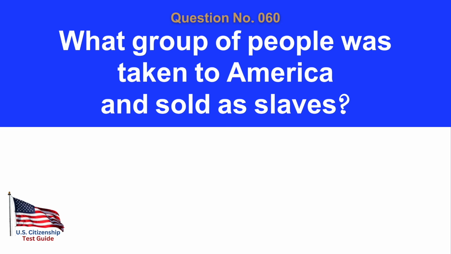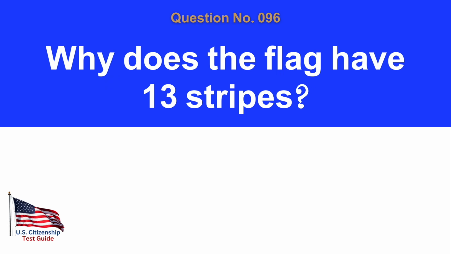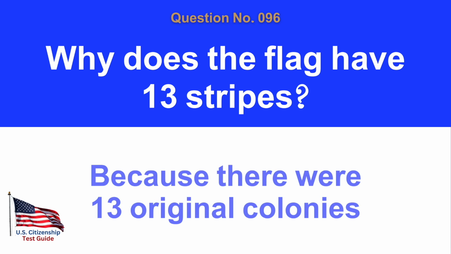What group of people was taken to America and sold as slaves? Africans. Why does the flag have 13 stripes? Because there were 13 original colonies.